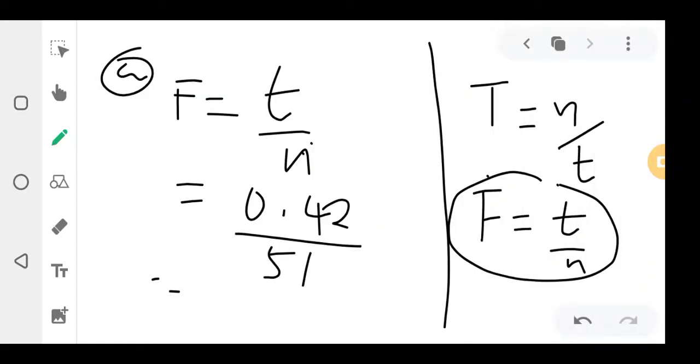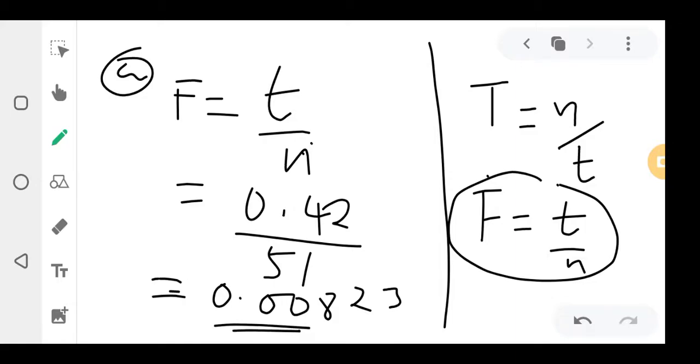What is 0.42 divided by 51? When you divide it by 51, what answer are you going to get? You're going to get 0.00823 or something like that. So this is Hz. That's a frequency.